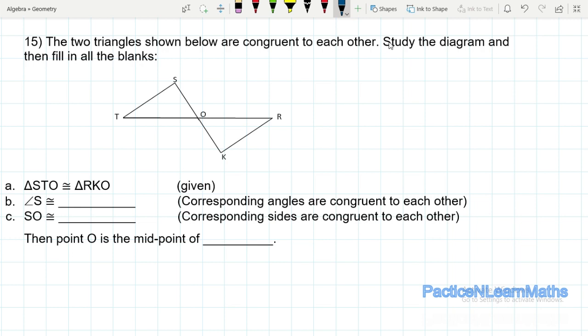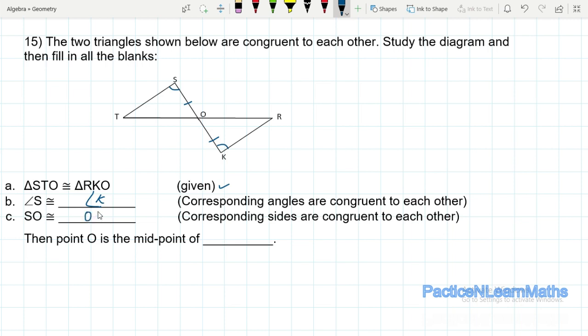Now, coming on to the last question, question number 15. If two triangles shown below are congruent to each other, study the diagram and fill in all the blanks. Here you see it's given that triangle STO is congruent to triangle RKO. It's already given. Now, angle S is equal to which angle? It should be angle K, this angle. Corresponding angles are congruent to each other.